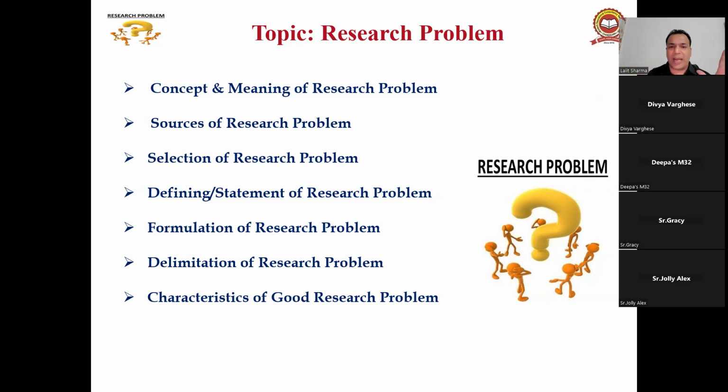Today we have come to know that whenever we select a research problem, we have to see all the points: the sources of a research problem, selection of a research problem, defining the statement of the research problem, how to formulate it, how to set its delimitations, and the characteristics of a research problem. In the next lecture, I will discuss hypothesis and then sampling. Thank you for today's lecture.